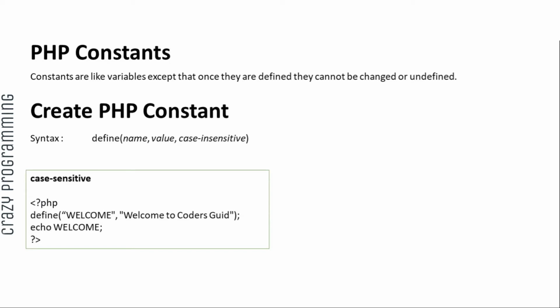This is a case sensitive example. First I use the PHP syntax to start, and then I use the same PHP constant syntax, that is define, and under define I use the name, that is welcome. This is a name, and then the value, welcome to Coder's Guide. And when I print the name that I used, welcome, it will print welcome to Coder's Guide. I will do it in the practical in the next video.